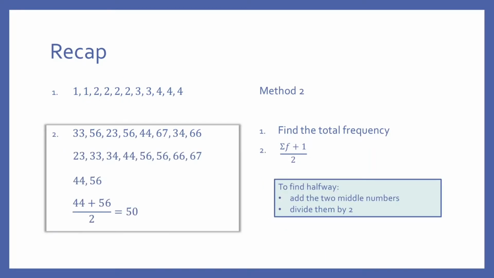Same thing with this. There are 8 numbers, so total frequency equals 8. 8 plus 1 divided by 2 equals 4.5. That means the median is between the fourth and the fifth number, which we covered was 50.